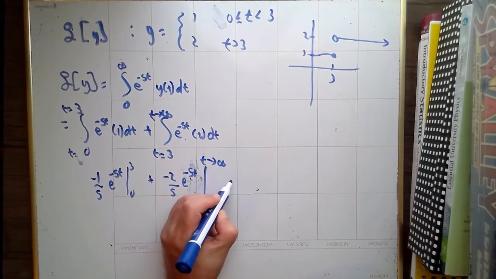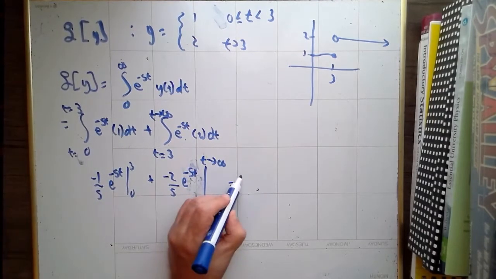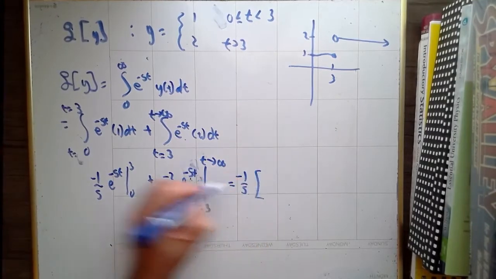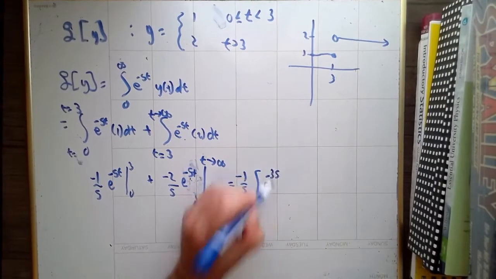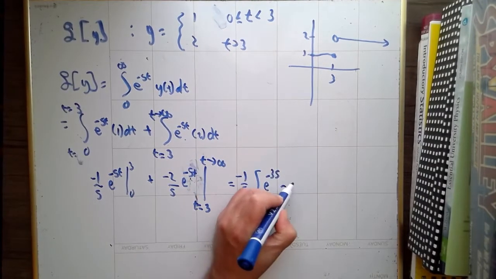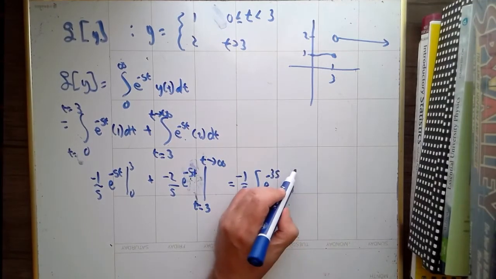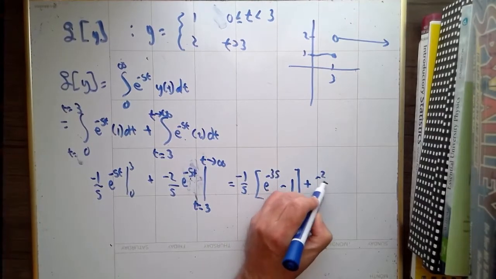Okay, so let's write all these out. So I'm going to pull out this negative 1 over s here. I'm going to have top minus bottom, e to the negative 3s. Remember, we're plugging in for t, not for s. Minus e to the 0 was 1. Plus negative 2 over s.